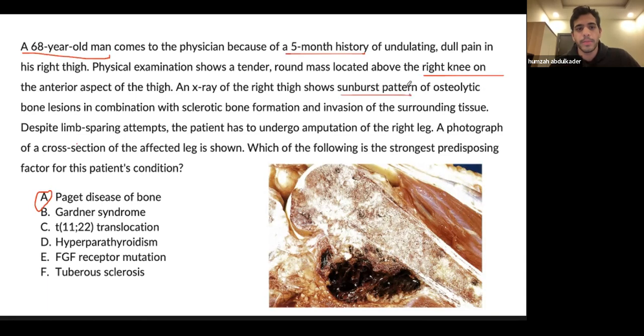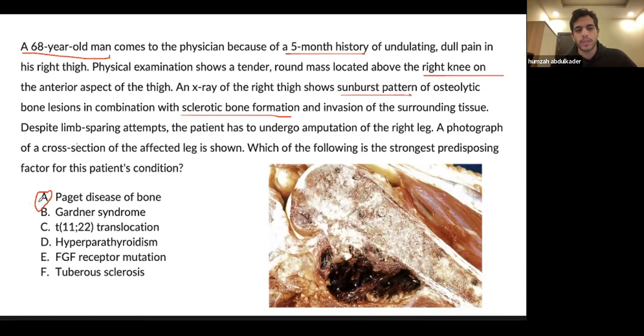They said sunburst pattern, right? And they said sclerotic bone formation. And so these, I guess you could say, buzzwords kind of clue you in to the fact that it is osteosarcoma. Also, you don't need the picture here. It kind of just helps out. But I think just from the question alone, with the age and the X-ray findings, you should be able to figure out this is osteosarcoma.